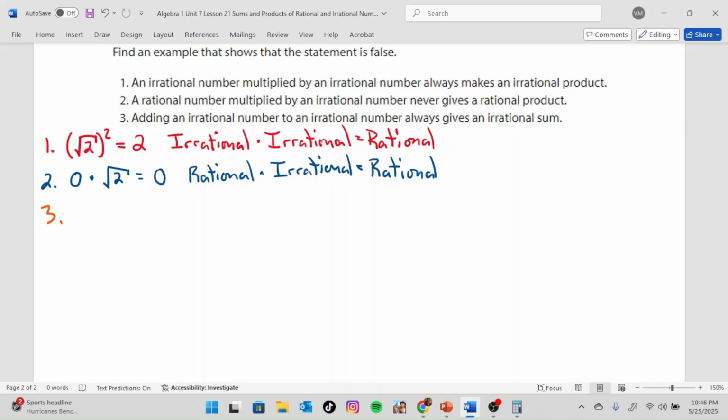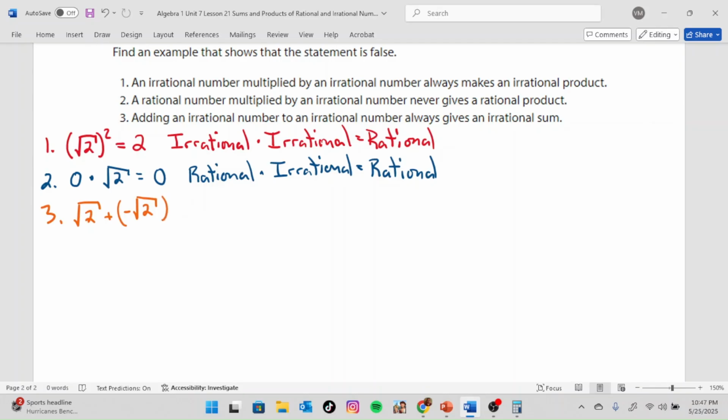Because what we need to do is to take two irrational numbers, add them together, and get a rational sum to prove it wrong. And the way that we can do that is by adding opposites, because opposites will add together to equal 0, which is our special case rational number. So we could take square root of 2 plus negative square root of 2.